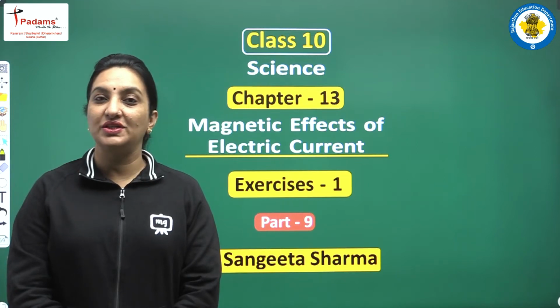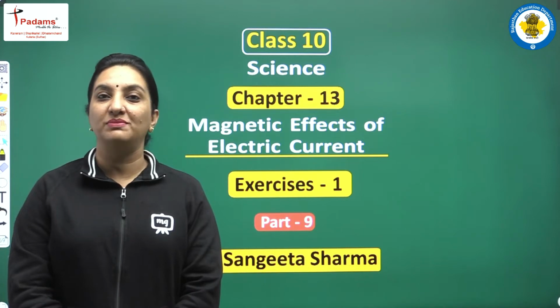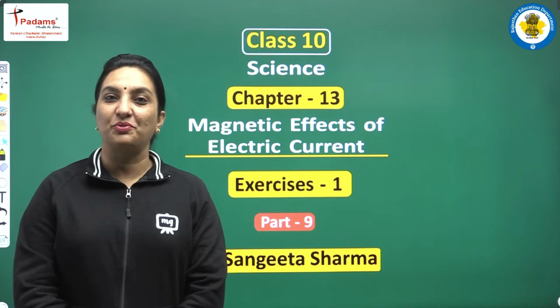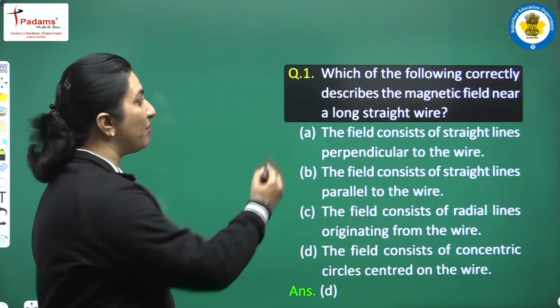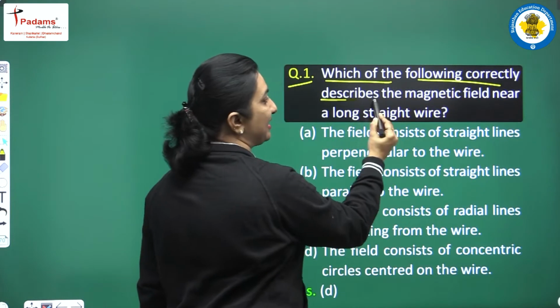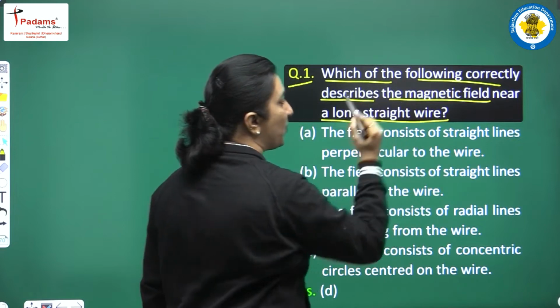And in today's video, that is part 9, exercises 1, we will be solving the problems given at the end of this chapter. So let's begin solving the problems. Students, question number 1. Which of the following correctly describes the magnetic field near a long straight wire?